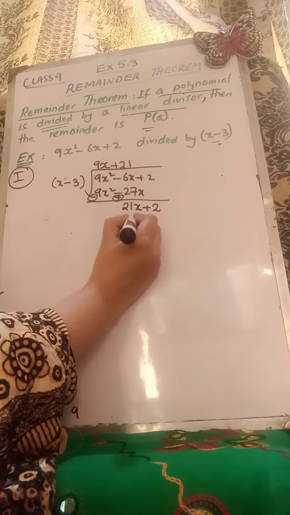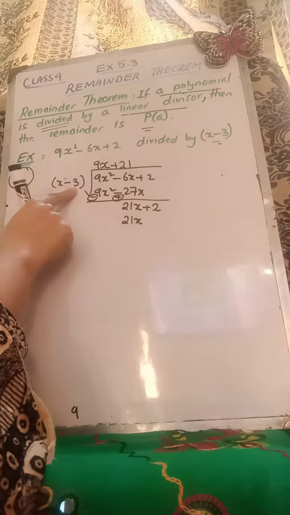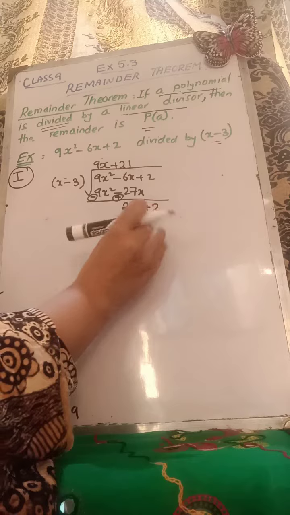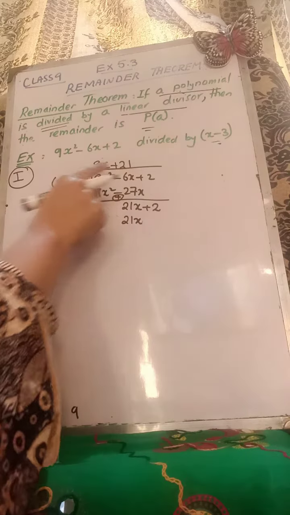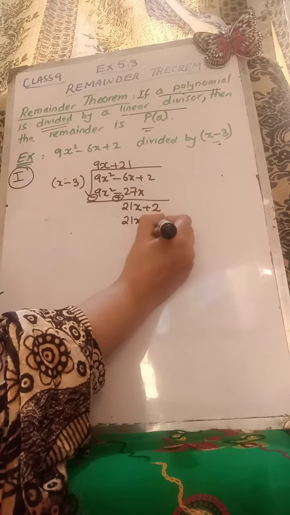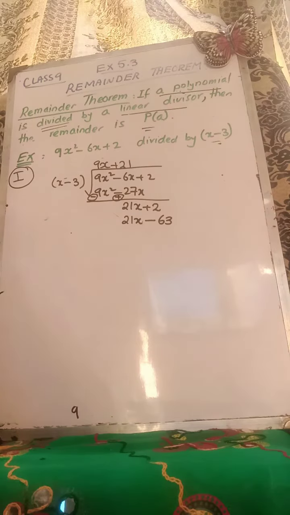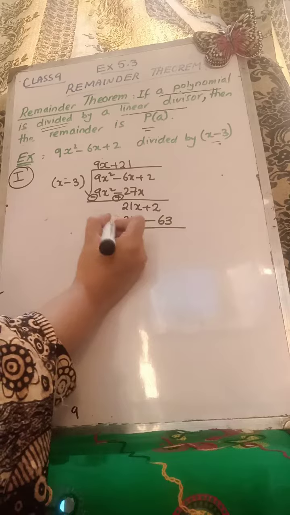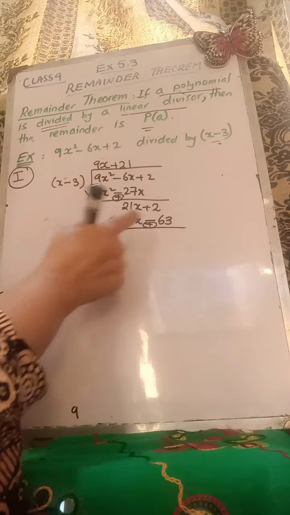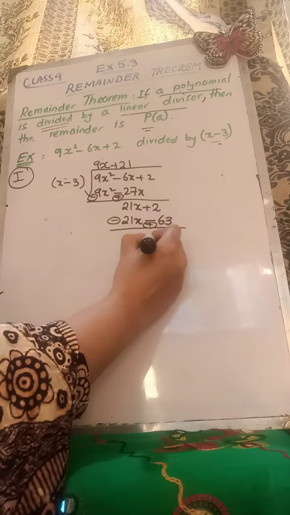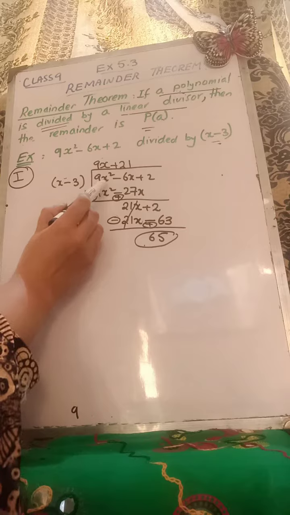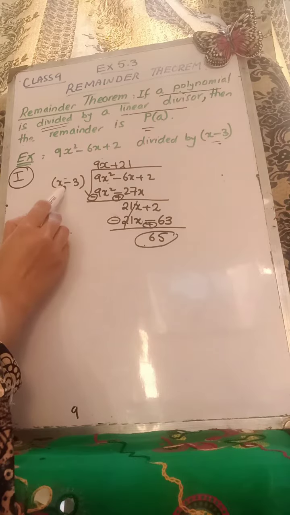21 into x will be 21x, and 21 into negative 3 will be negative 63. After doing that, once again I'm going to change the sign. 63 plus 2 will be 65. So this is the remainder that we are getting when this polynomial is divided by this linear divisor.